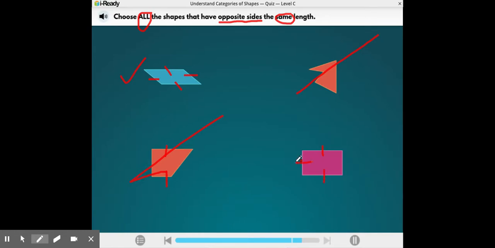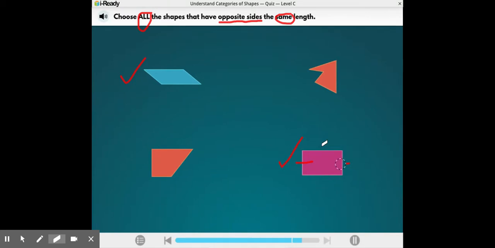And then we've got another set of sides that are opposite each other. Those are also the same length as each other. So that means we've got two shapes that fit this description. So we're going to have to select both of them because the directions say choose all. I have a feeling that for some of us, we may have picked one and stopped and didn't carefully consider if there were more that fit that description.